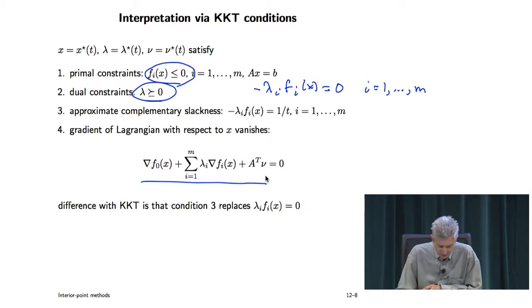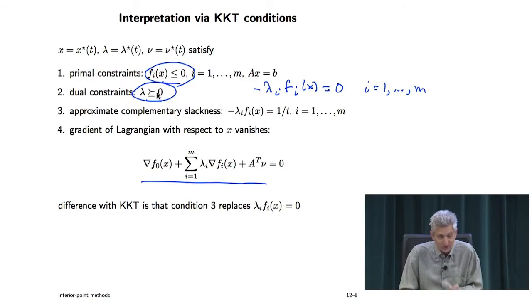And so here's what's really cool: when you center with parameter t, here's what you get. You get an x star of t that satisfies this. As a matter of fact, it satisfies fi of x strictly less than 0, right? Because you're minimizing the sum of the minus logs. Okay, so you get this even with a little margin. You get a lambda that's strictly positive because it's 1 over t times minus fi, and that's never 0.